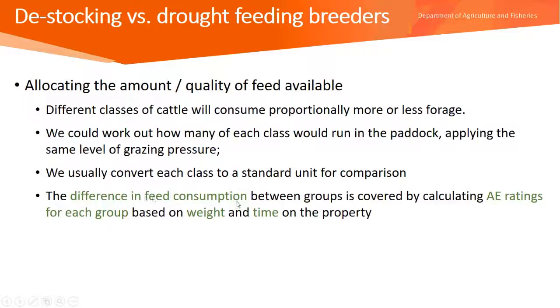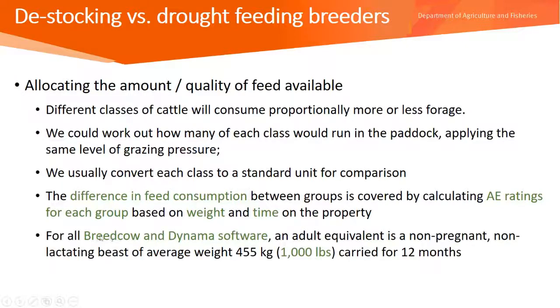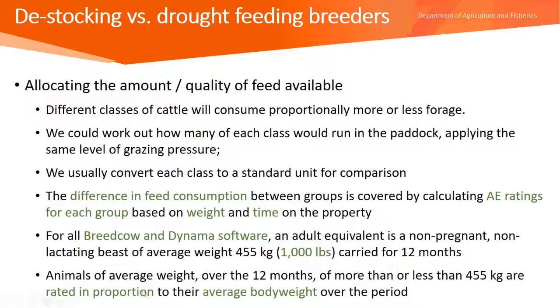So the difference in feed consumption between the groups is covered by calculating what we call an adult equivalent, or AE, rating for each group based on weight and time. For all breed cow and dynamic software, it's fairly standard. An adult equivalent is a non-pregnant, non-lactating beast with an average weight of 1,000 pounds, the international standard, 455 kilos, carried for 12 months. So that's our standard unit for comparison. Animals of average weight over the 12 months of more or less than our standard weight are rated in proportion to their average body weight.